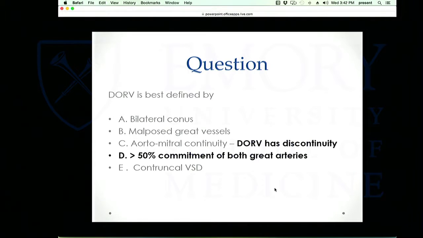Basically, the two things that create a double outlet right ventricle, for the terminology, are that you need greater than 50% commitment of both of the arteries to the right ventricle. And second, you need to have discontinuity, or a lack of continuity, between the mitral valve and the aortic valve. We'll go over what that means. Those are the two things that you need to have a double outlet right ventricle.